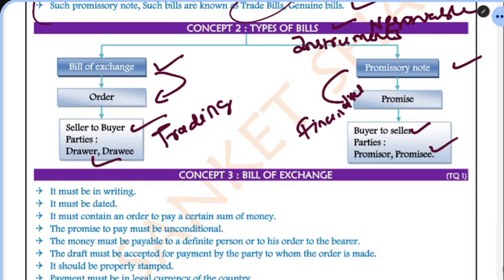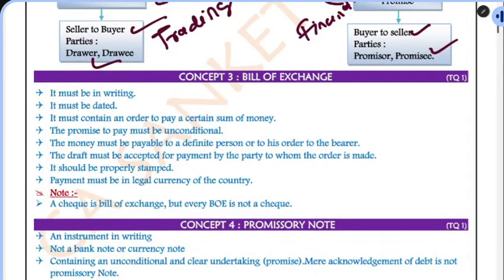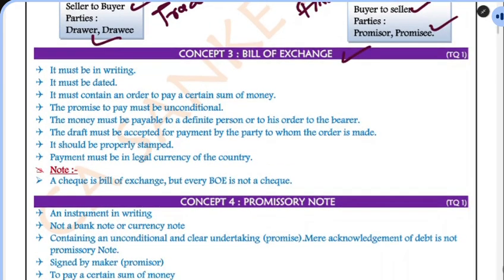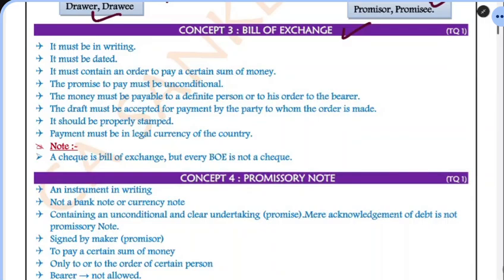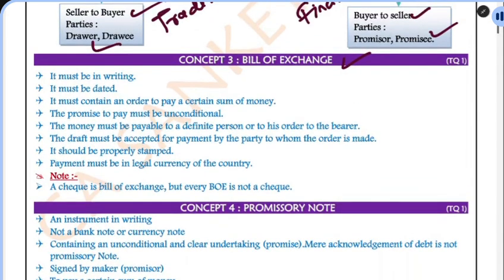Promisor, promisee. Clear? Now, let's come to bills of exchange. Okay. What is bills of exchange? Now, bills of exchange definition, we will look at that definition. An instrument in writing containing an order, right? That definition is summarized here.